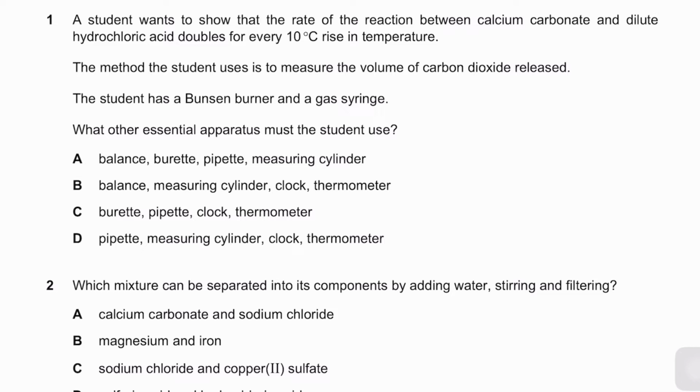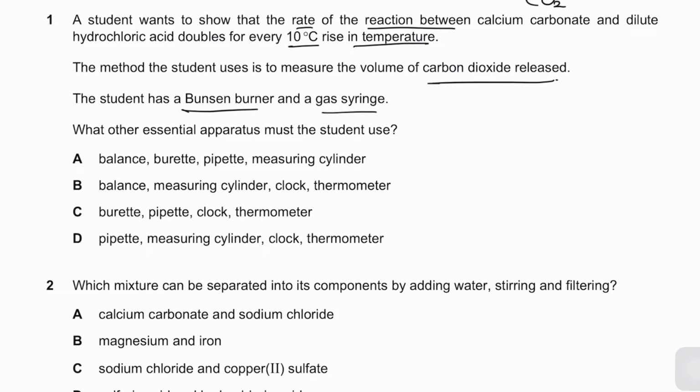A student wants to show that the rate of reaction between calcium carbonate and dilute hydrochloric acid doubles for every 10 degrees Celsius rise in temperature. The method the student uses is to measure the volume of carbon dioxide released, because there's a carbonate, so carbon dioxide will be released in the reaction. The student has a Bunsen burner and a gas syringe. What other essential apparatus must the student use?